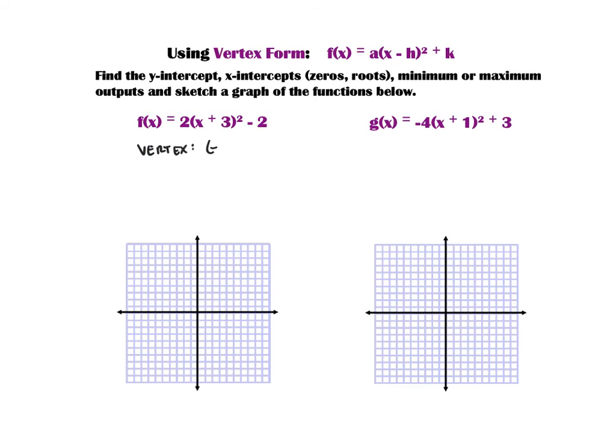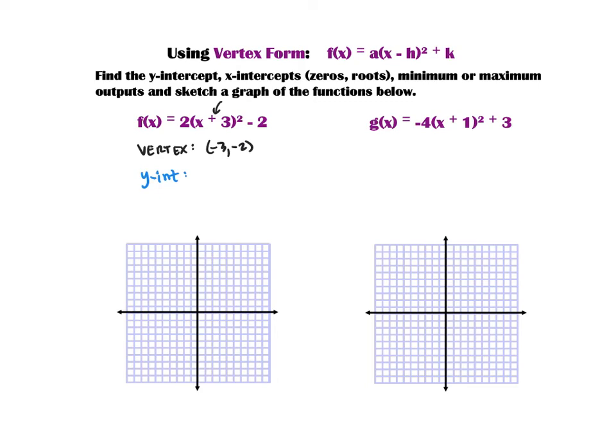All right, so my vertex is at -3, -2. It's always the opposite of that sign for the x value of your vertex. Okay, the y-intercept was where I would go next. The y-intercept is where x equals 0.